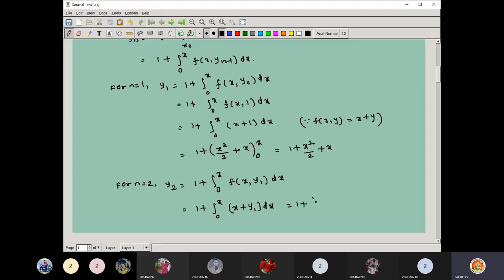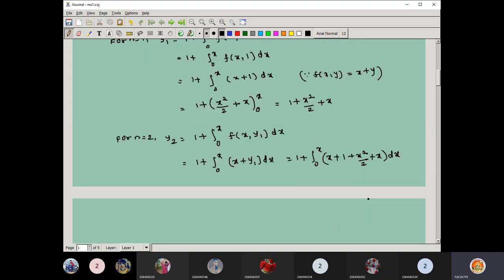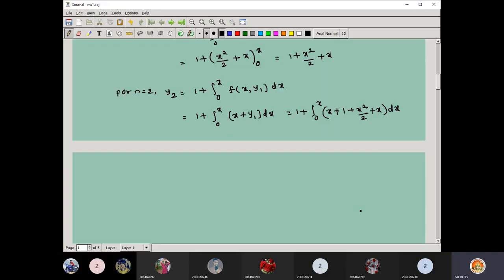So it is equal to 1 plus integral over 0 to x plus, and what about this y1? This y1 already we calculated from first approximate solution. So that value is nothing but 1 plus x square by 2 plus x. So that y1 value you are substituting here in order to make the simplification. Now you do first simplification, then you find out its integral value. So it is equal to 1 plus integral 0 to x. I can write here it is 1 plus, that is nothing but 2x plus x square by 2. So just you are taking dx.